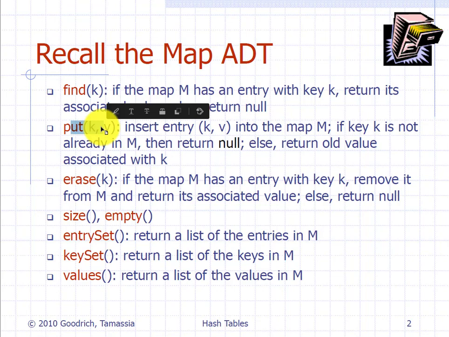There's also entry set, which returns a list of all of the entries. That's a new one. I didn't speak about that before. And then there's also key set, which returns a list of all of the keys. But my point is that a map is a searchable collection. There are certain methods associated with it. There's ways of adding things to it and removing things from it. And this is what makes it a map.